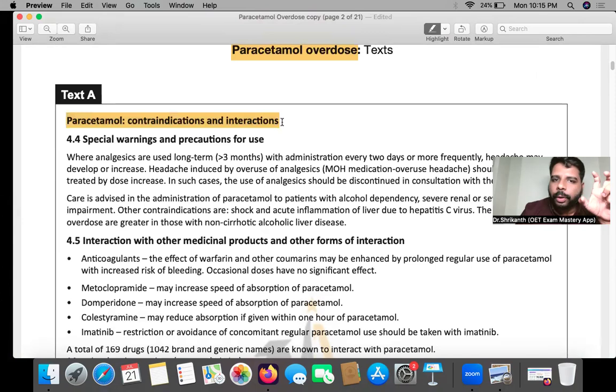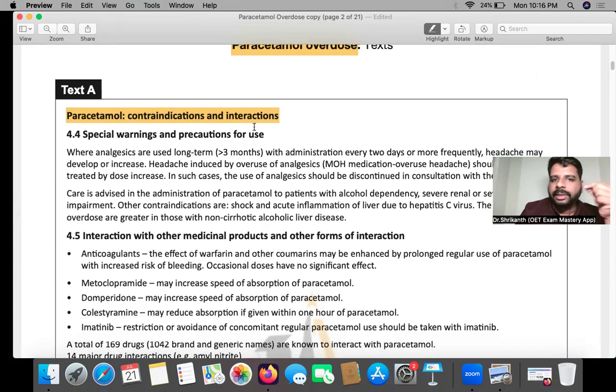What is the heading over here? They have written paracetamol, contraindications and interactions. Contraindications, so again, this is a medical examination, and contraindication is a medical term. This is something that everyone must know. Contraindications basically means something that is not suitable. In this situation, paracetamol is not suitable.